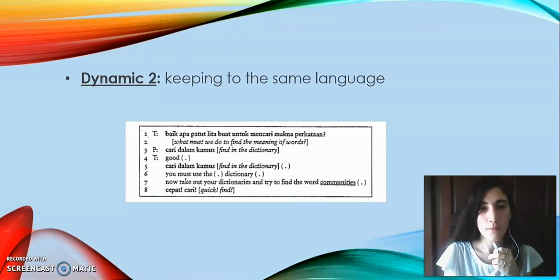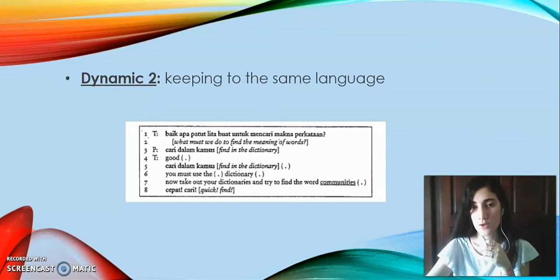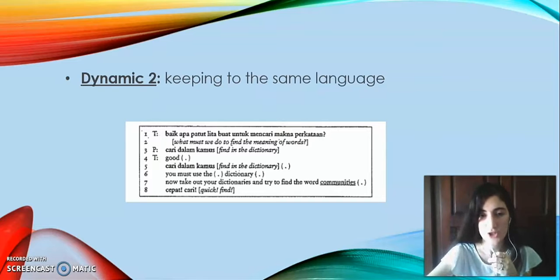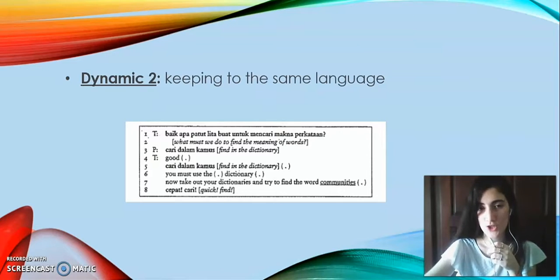The example from the book says, "What must we do to find the meaning of words?" The teacher asks this using the first language. And a student answers, "Find in the dictionary." And then she says again, "Find in the dictionary. You must use the dictionary."